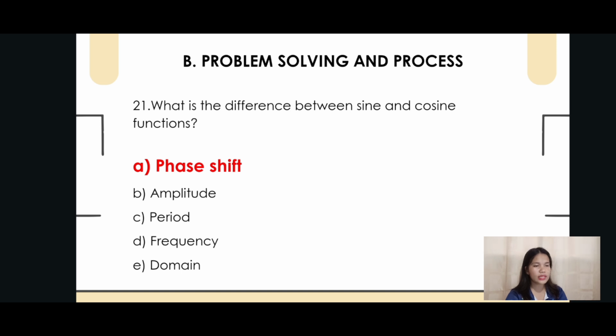So this difference is a result of a horizontal shift or a phase shift. The cosine function is essentially a sine function shifted by pi over 2 units to the left. This is why the sine and cosine graphs look very similar but are offset from one another by pi over 2. Okay, it is letter A.